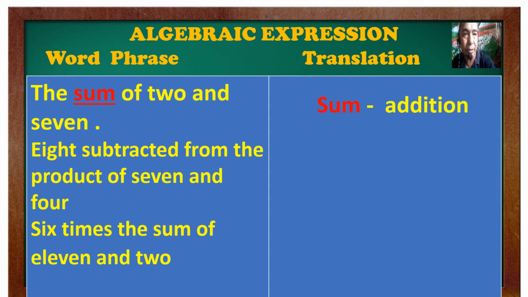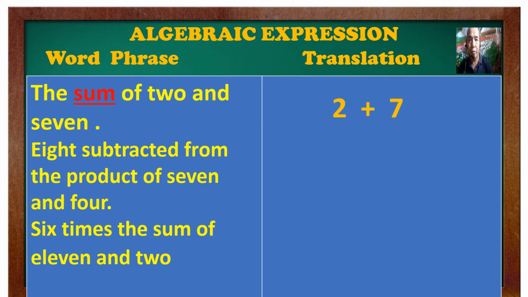So what is asked is the sum of 2 and 7. So therefore we are going to add 2 and 7. So the translation of the word phrase will now be 2 plus 7, because of the word sum, which means we have to add the two numbers.